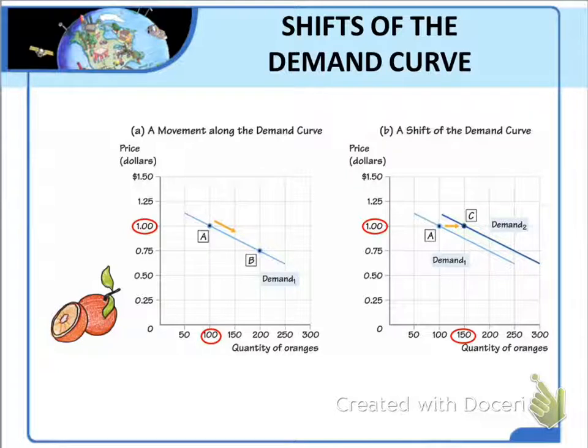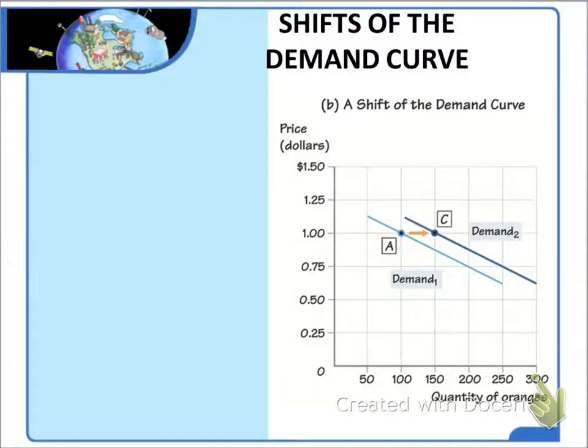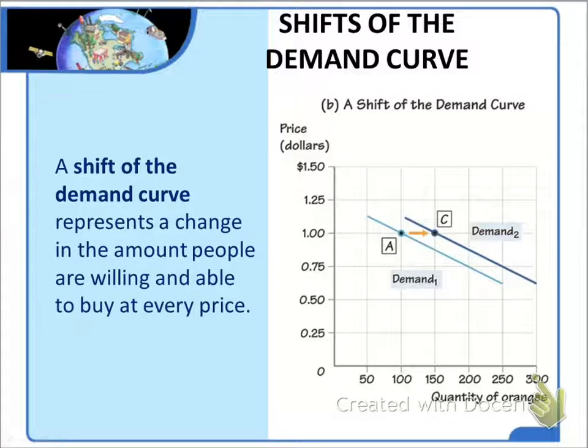So while the effect of a price change was illustrated by sliding a pencil along the existing demand curve, the effect of a change in tastes is illustrated by picking up the pencil and drawing a new curve. A shift of the demand curve means that at every price, the amount people are willing and able to buy has changed. In the previous figure, you saw an example of a rightward shift of the demand curve. We call that an increase in demand.